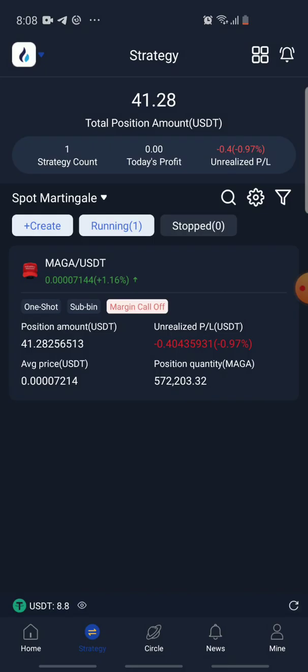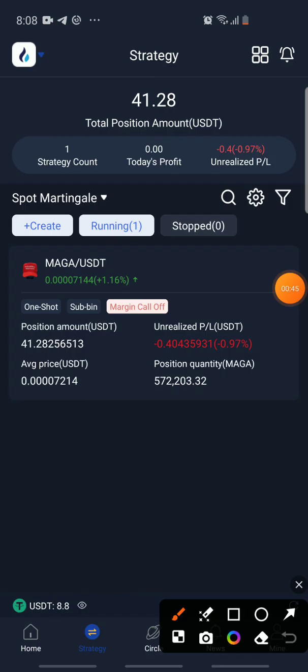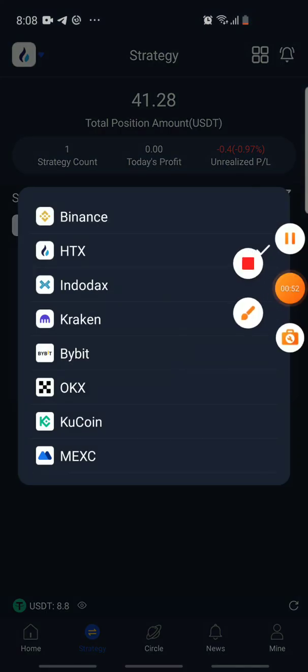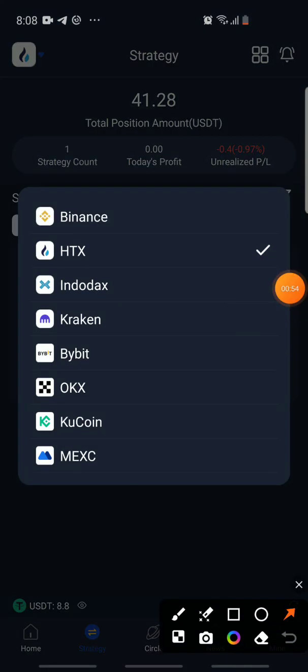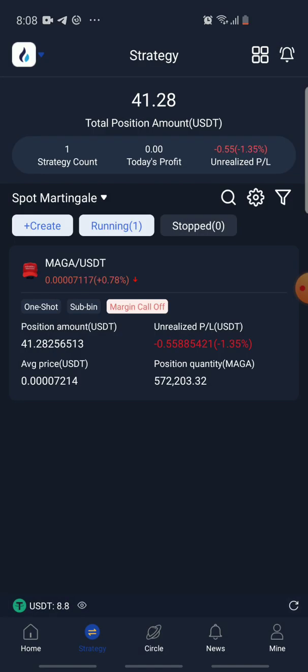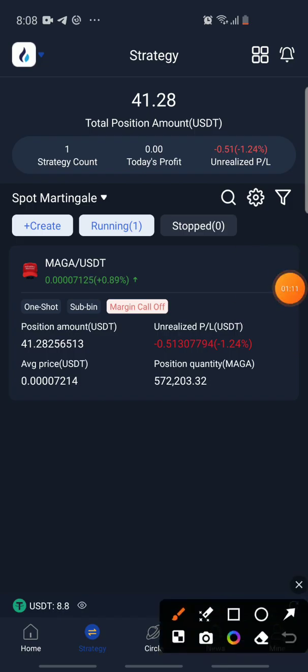So when we open it, this is my hobby account on an exchange called HTX. Those who use Binance, you can still click on Binance; you will always find Binance there. But I'm going to practice showing you the trade settings using my HTX. Currently there's a coin I'm trading called MAGA.